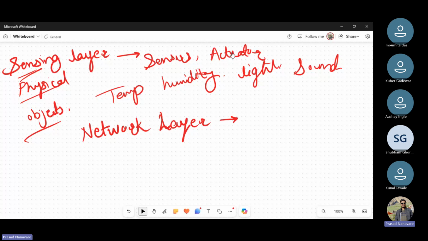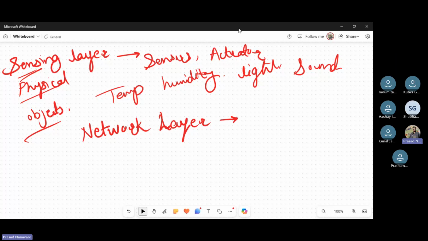Okay, and what is it responsible for? It is responsible for providing network communication and connectivity between devices in the IoT system. Now we are specifically talking about devices in the IoT system. So basically, it is there to establish a connection between our IoT devices, which are supposed to be interconnected.